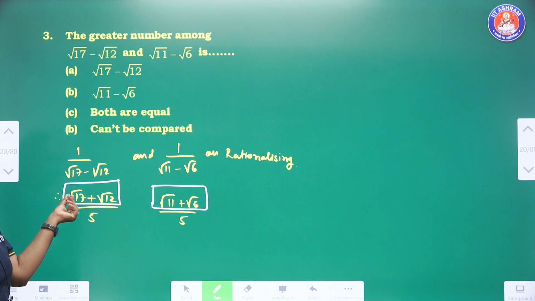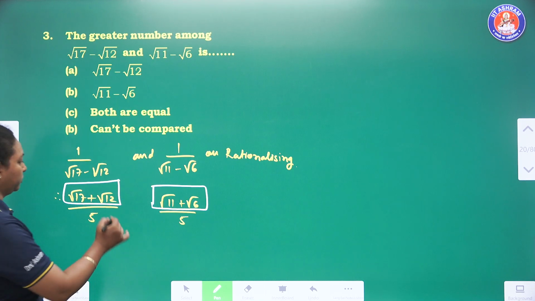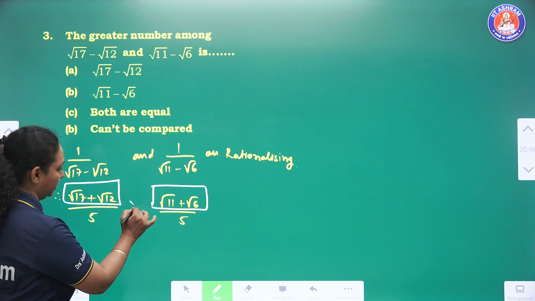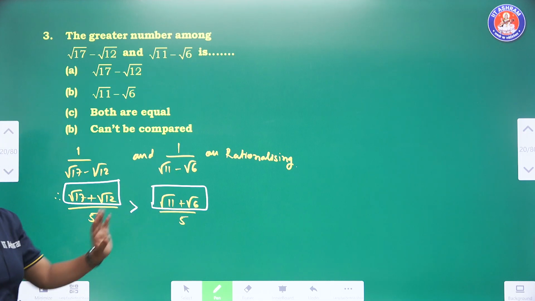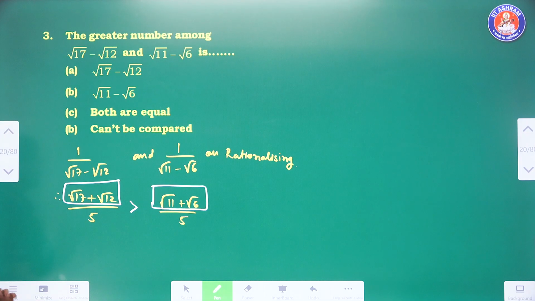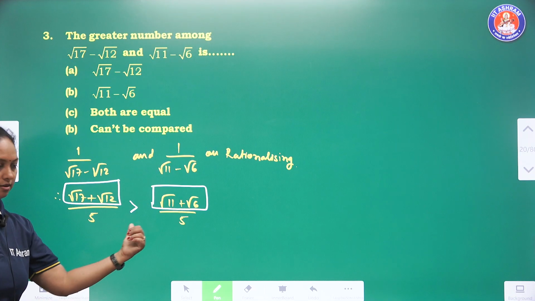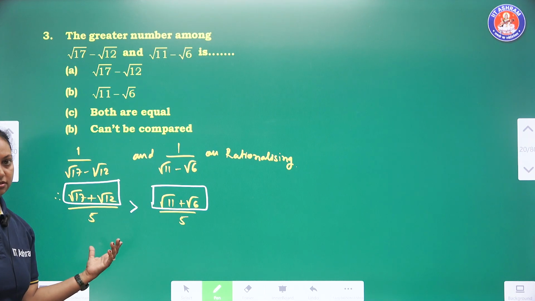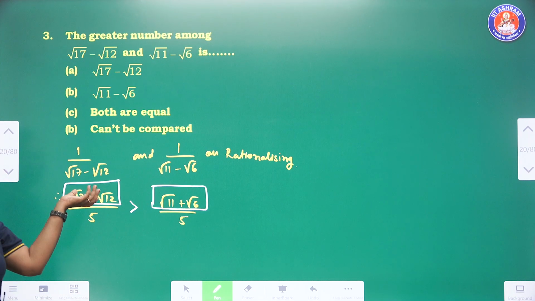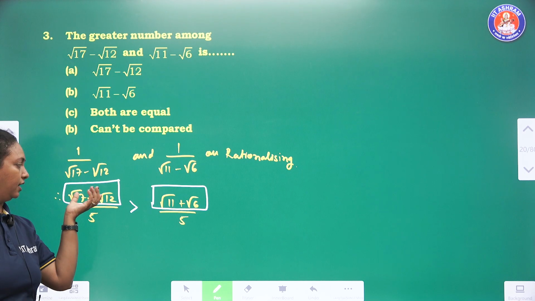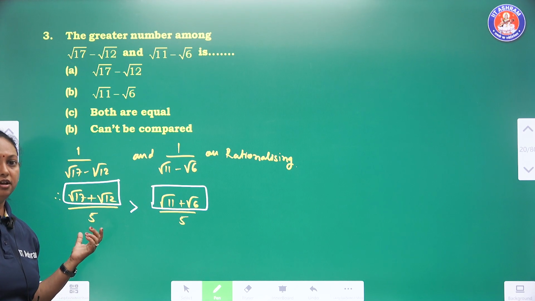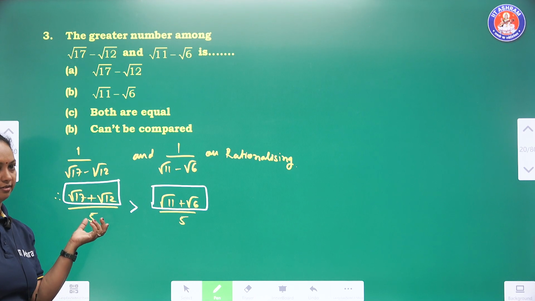So obviously when we add them, the sum is also greater, which means that root 17 plus root 12 is greater than root 11 plus root 6. Is this clear? Because when we divide two rational numbers with the same numerator, the value with the greater denominator gives you a smaller quotient, and the one with the greater numerator gives a greater quotient. So this one is greater.